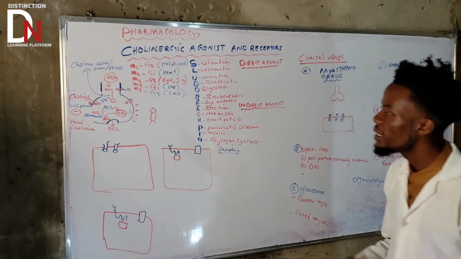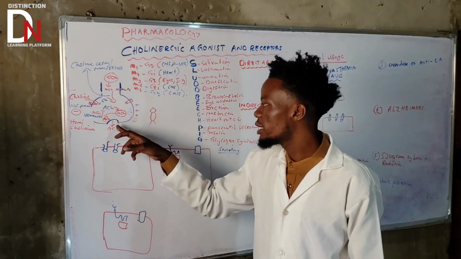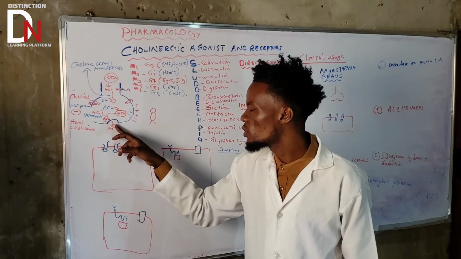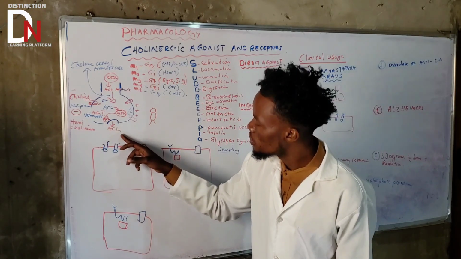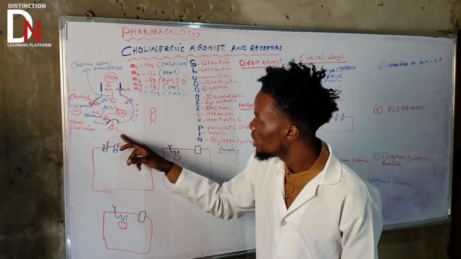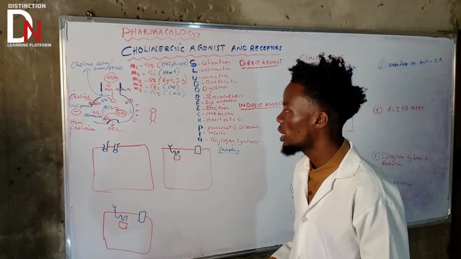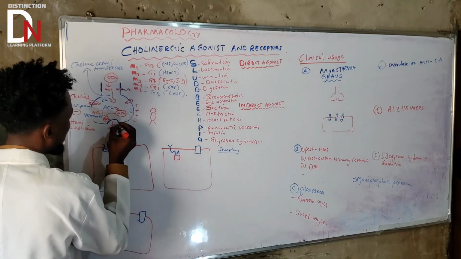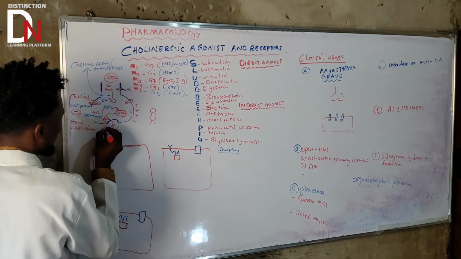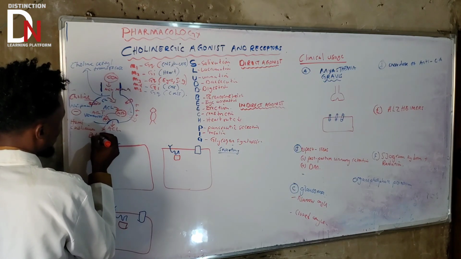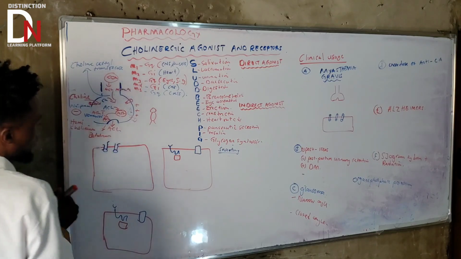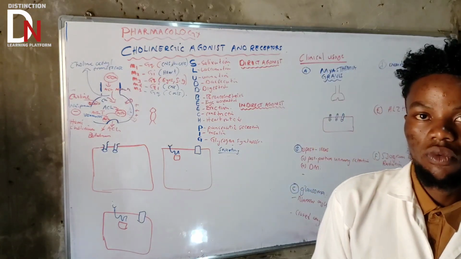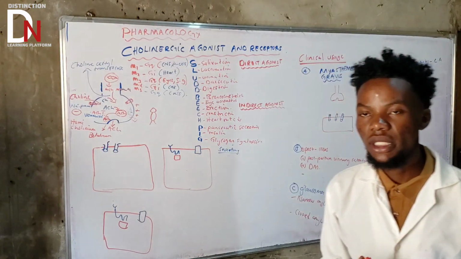Again, there's a drug that's going to inhibit the release of acetylcholine from the vesicles onto the synaptic gap. What do we call that drug? Botulinum. Botulinum is a drug that's going to inhibit the release of acetylcholine from its vesicles.